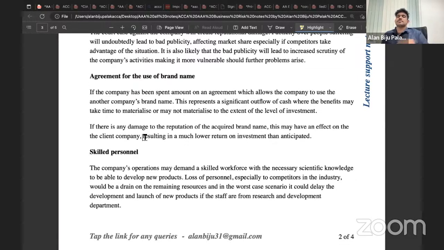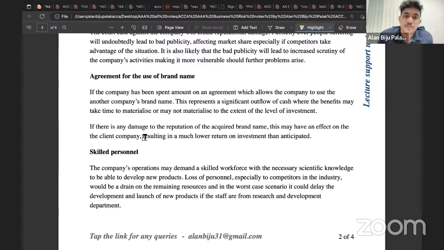Again, sometimes the company might be using some other company's brand name to operate in the market. So if a company uses another company's brand name, there are multiple risks associated. The first thing is that when we acquire another company's brand name, definitely we need to pay a significant amount for that. So there will be a huge cash outflow. Again, whenever there's a cash outflow, there's a possibility that they might face cash flow difficulties.